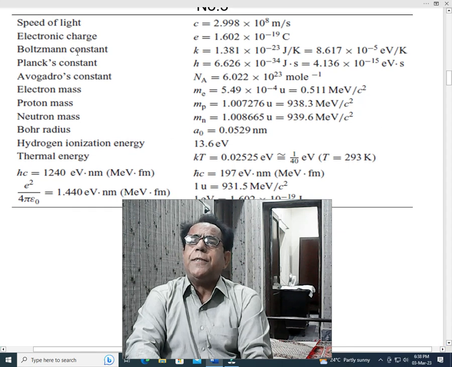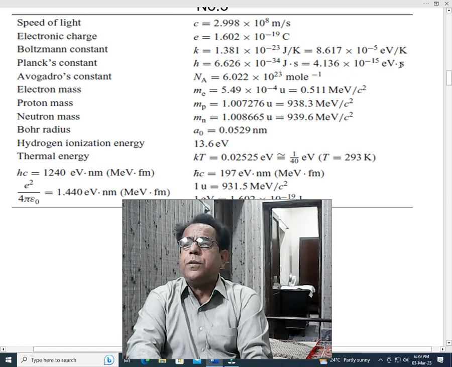Okay, first of all, speed of light. This will also be used: 2.998 × 10^8 meters per second. Moreover, Planck's constant is given in equivalent units, 1 joule second and 1 electron volt second. Both of these will be used in our problem.